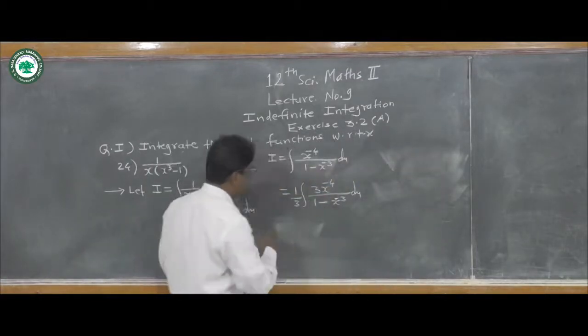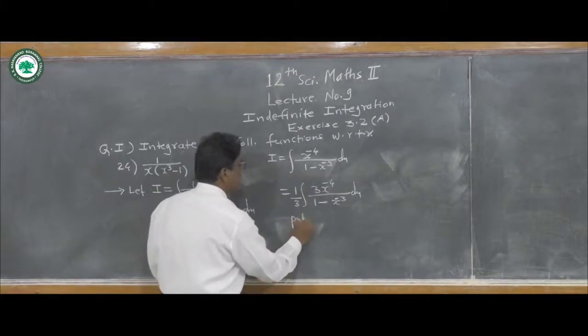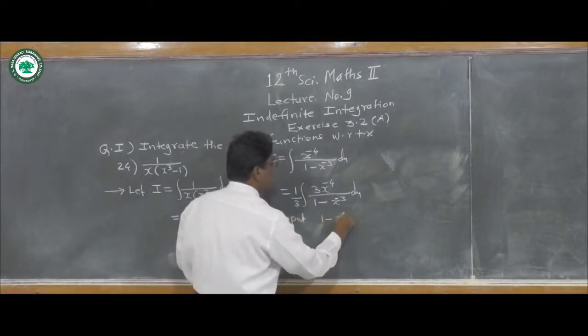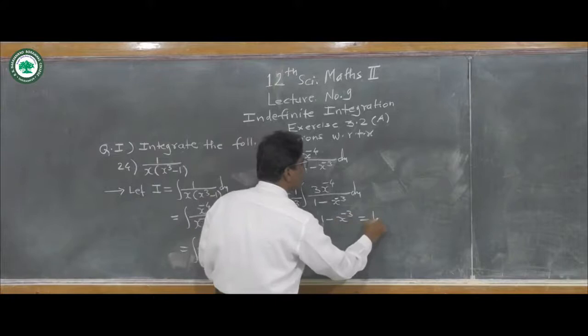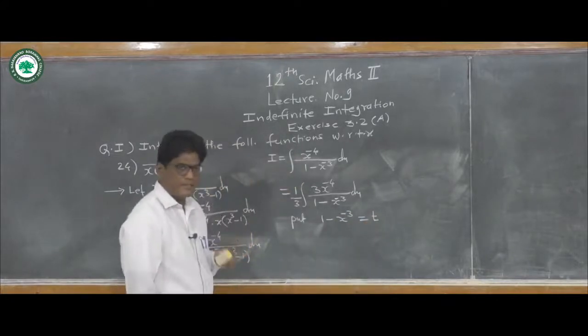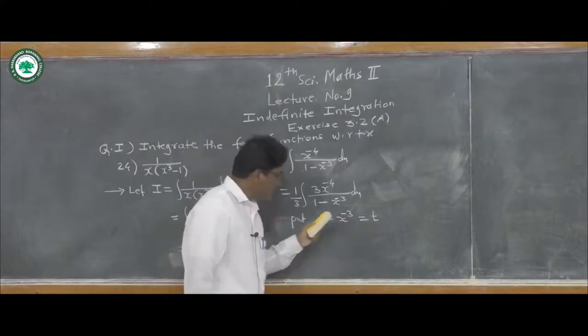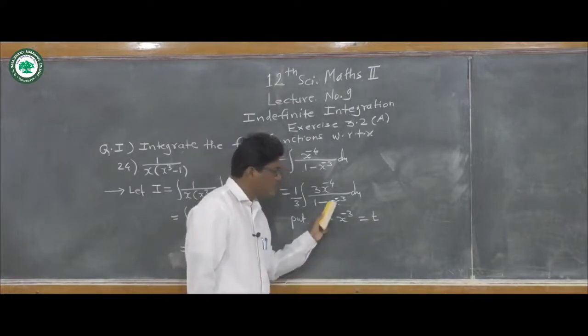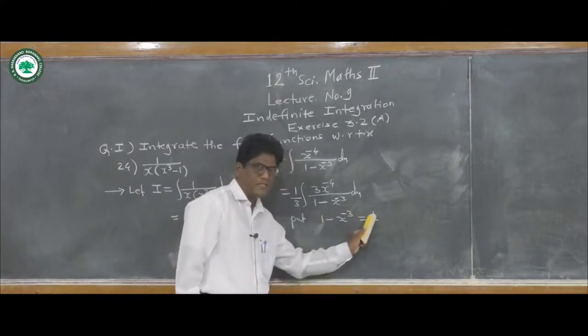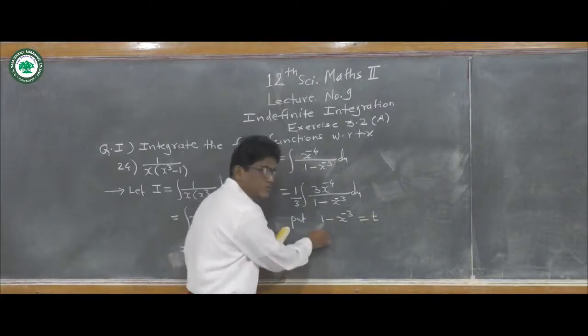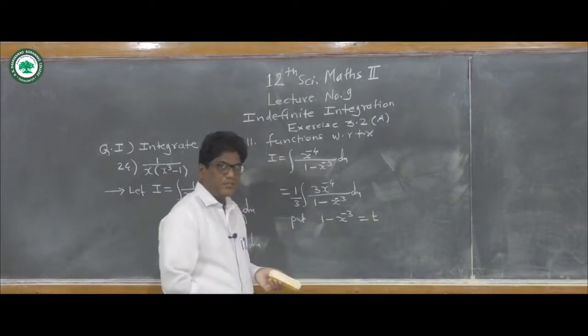So put 1 minus x to the power minus 3 equal to, suppose, variable t. Now differentiate with respect to x on both sides, means take derivative d by dx of the left side and d by dx of the right side. D by dx of 1 is 0, so there is no need to write 0 here.